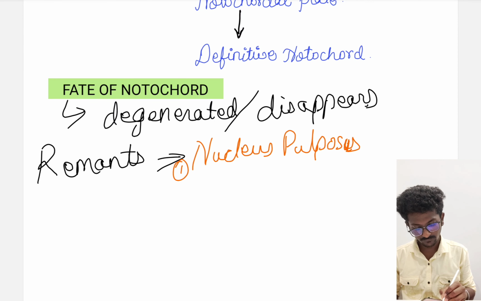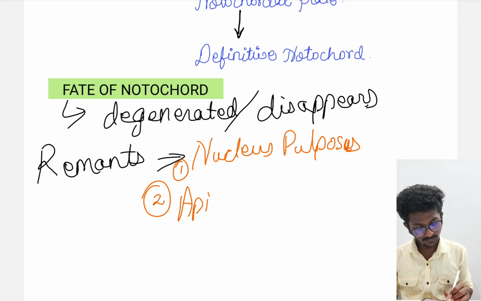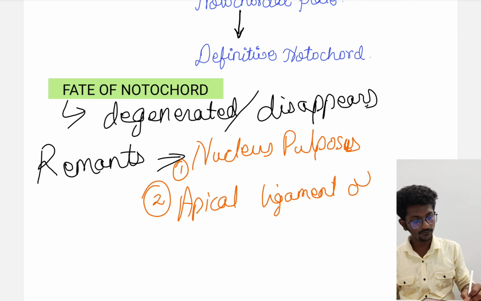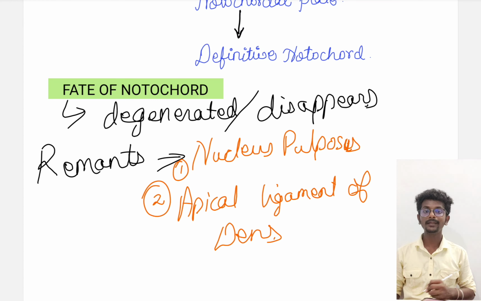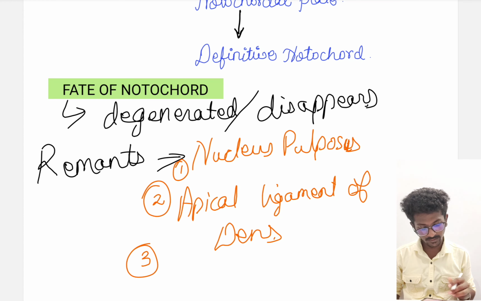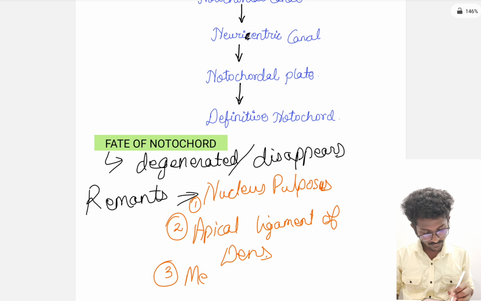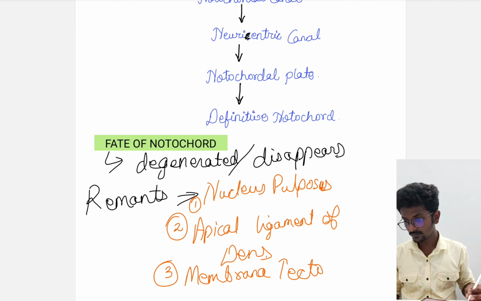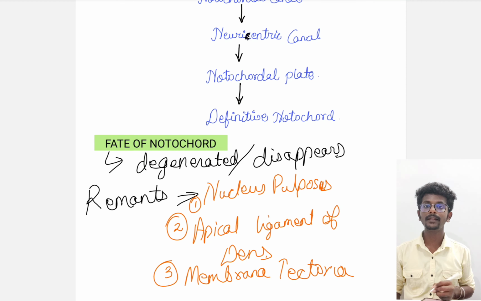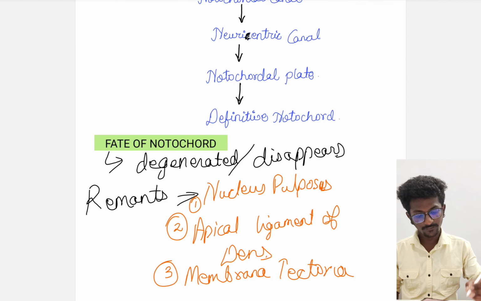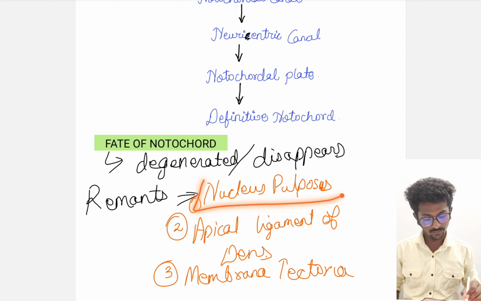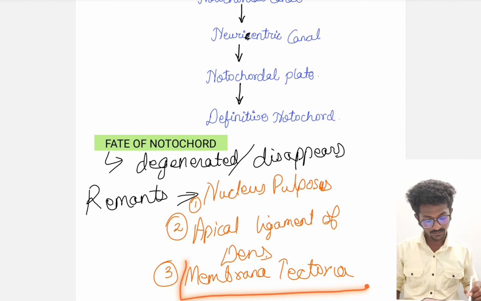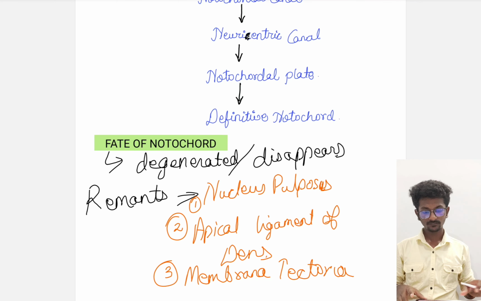Then we have the apical ligament of dens. And the third thing we have is the membrana tectoria. The first remnant of the notochord is the nucleus pulposus. The second is the apical ligament of dens, and the third is the membrana tectoria.